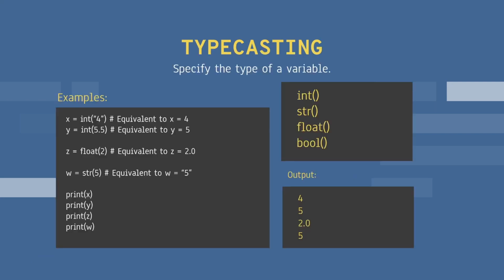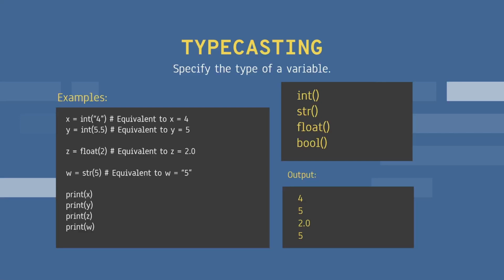So, there is a way to specify or convert the type of variable, and this process is called typecasting. We do this by using Python's built-in functions, which include int, str, float, and even bool. Typecasting is useful when we have to convert a variable's data type to another in order to do some operation. We do have to be careful doing this though, since not all types can be converted to others.